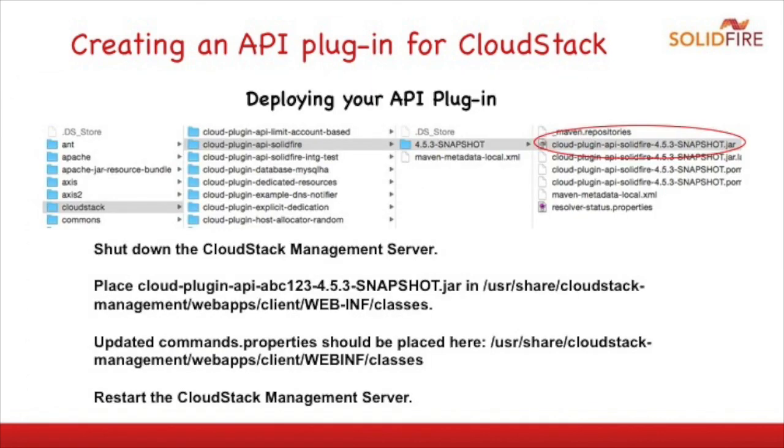And that's it. The last slide here is simply to deploy this. You've compiled and created a new jar file, shut down the CloudStack management server. The second line is a path on Ubuntu, but there's something similar on CentOS and whatever OS you're using. Put it in your classes directory. Make sure the commands.properties file, the one that lists each command and whichever accounts have access to it, is up to date. Then just restart your CloudStack management server and you can start issuing commands.